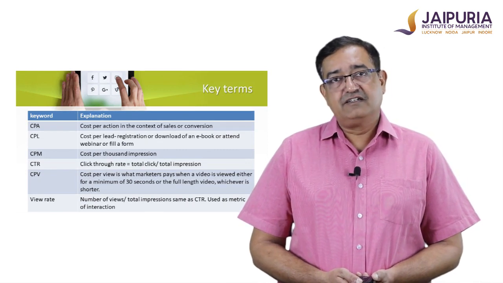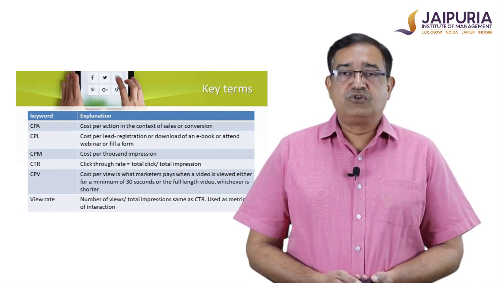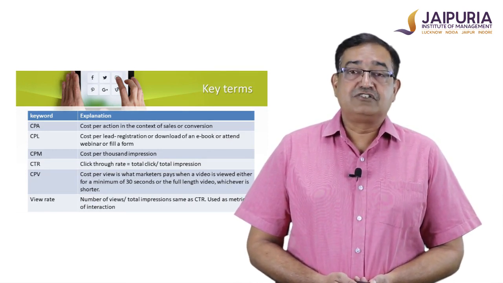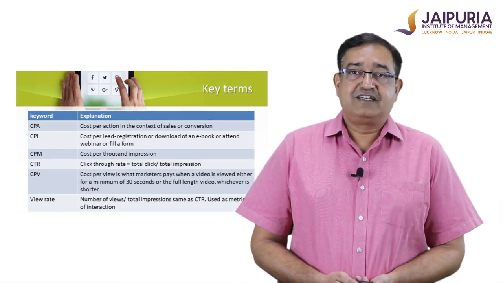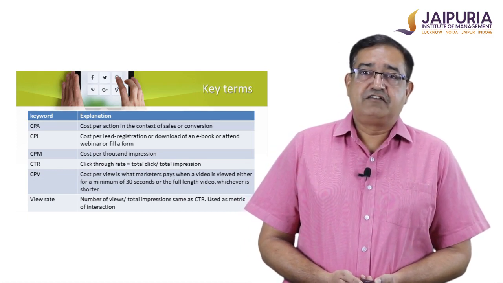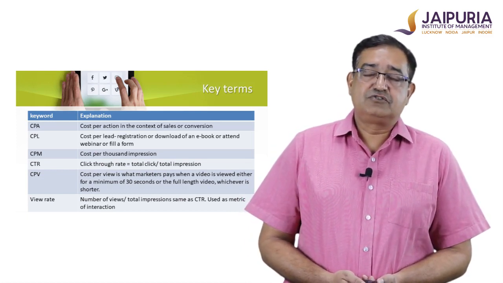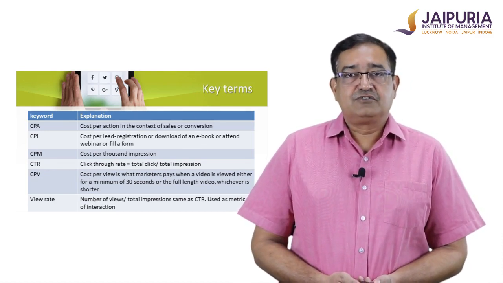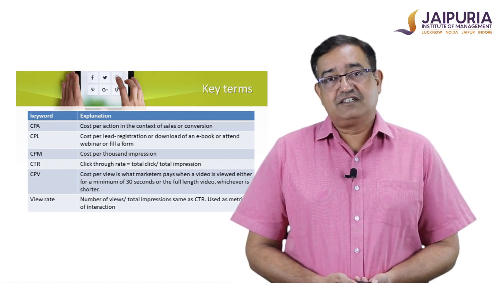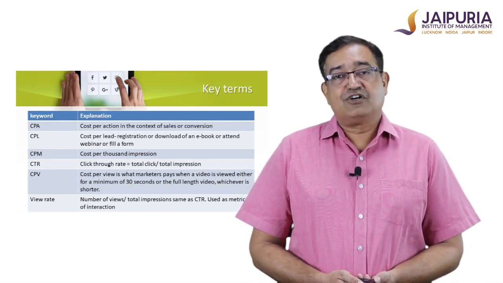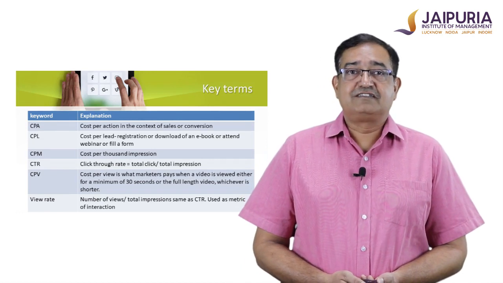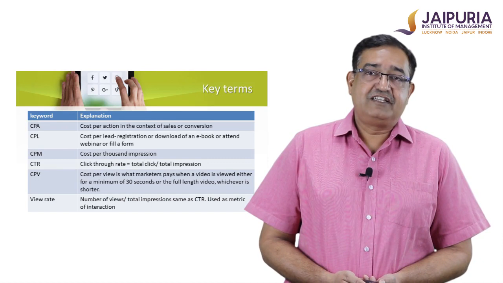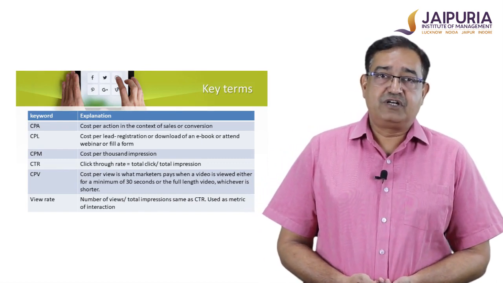This is cost per lead, that is the registration or the download of an ebook, or attending a webinar or filling a form. That is also a cost, because say I have invested 1,000 rupees in Facebook advertising to promote my webinar, and I have got only 5 registrations. So 1,000 rupees and 5 registrations. So I can see what the cost per lead is, and finally what the final conversion is out of those 5 leads. That is the way we calculate, and it is very important to understand.